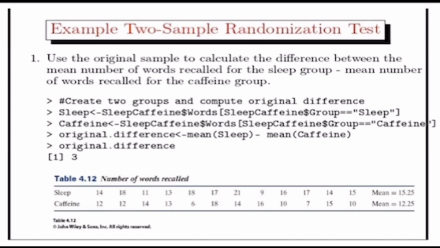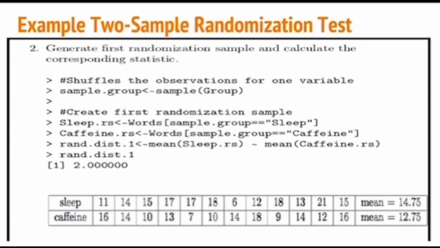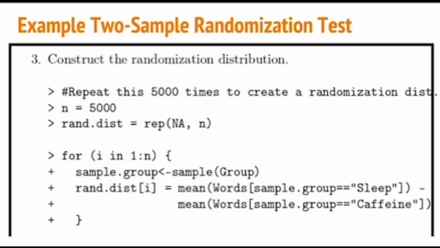Now, this is another unique arrangement. This is one of the arrangements. In this arrangement, the difference of means is 2. How many of those are we going to have? We want that in a 5,000 way. Oh my God, in a 5,000 way, this is it. Do that 5,000 times. This is the code you are asking for.